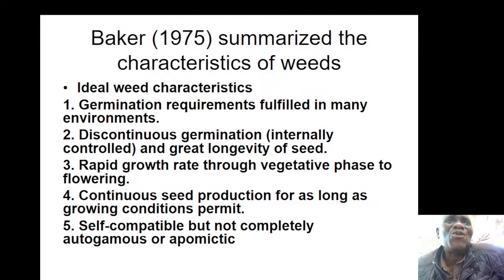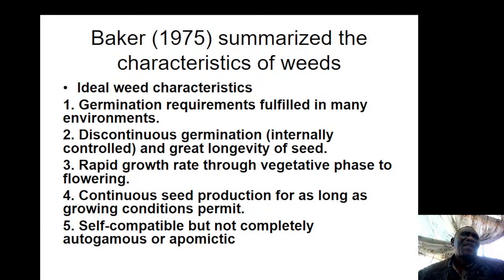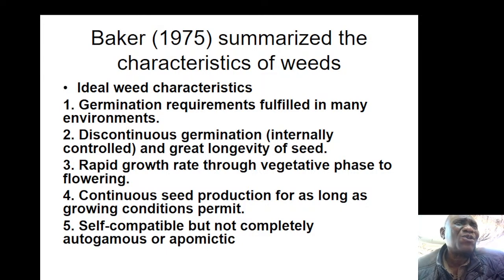Probably the person who tried to pull together the traits or characteristics, which we can expand on by giving examples, is known as Baker. That was in 1975. He proposed ideal characteristics of weeds, or certain traits which enable us to distinguish the plants which we call weeds from the rest of the plants. The first thing which he talked about was the germination requirements.